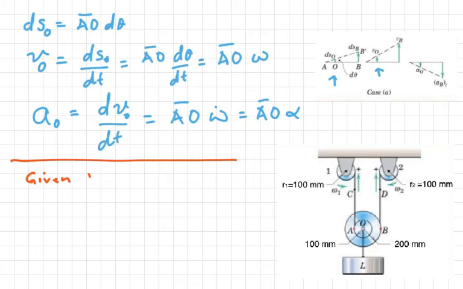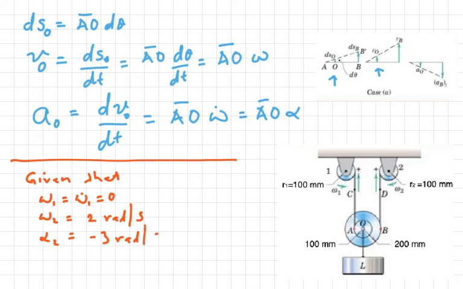Given omega 1, which is the angular velocity for the first pulley, is 0, which means the acceleration is 0, and we know that the angular velocity for the second pulley is 2 radians per second, and the angular acceleration is negative 3 radians per second squared. These are all given in the question.